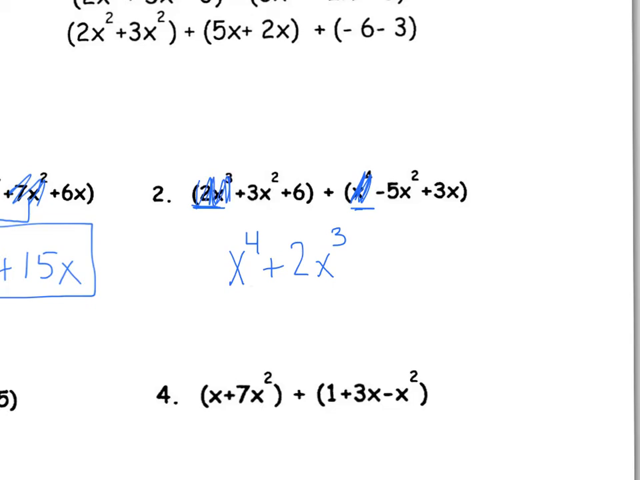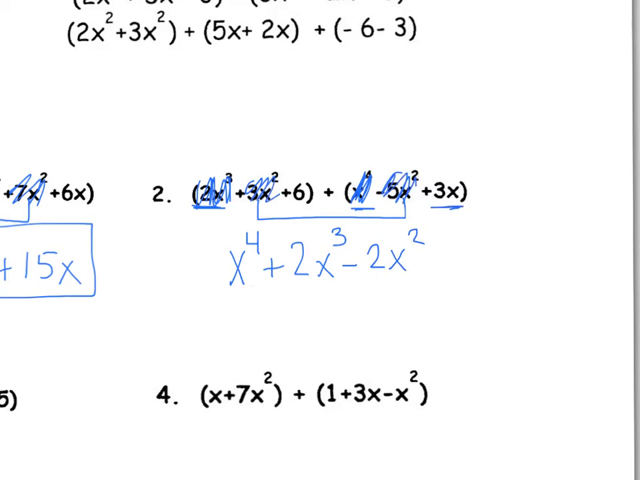X squareds. Now x squareds we do. Remember to hit the sign in the middle. So 3x squared plus negative 5x squared. And if you get confused by doing this, just enter it in your calculator exactly like that. 3 plus negative 5. When you do 3 plus negative 5, you get negative 2x squared.